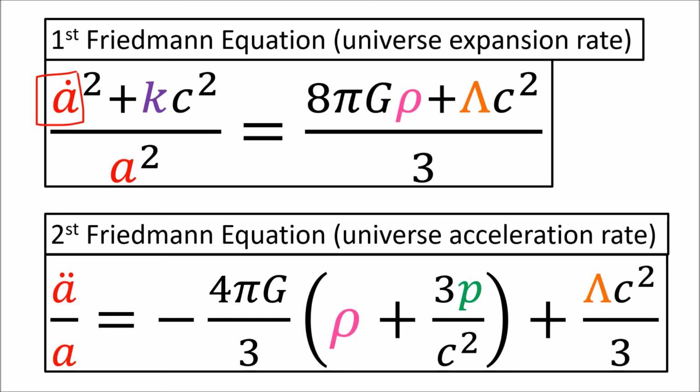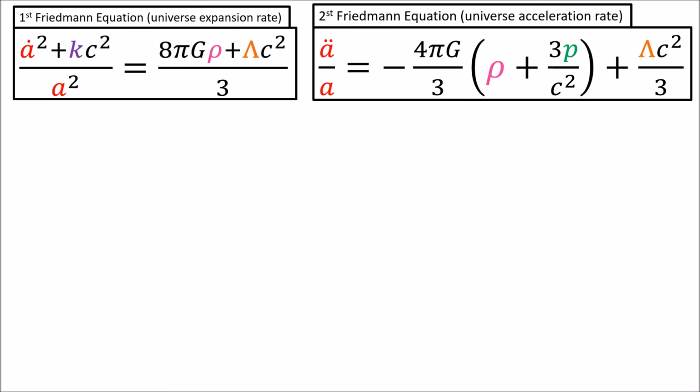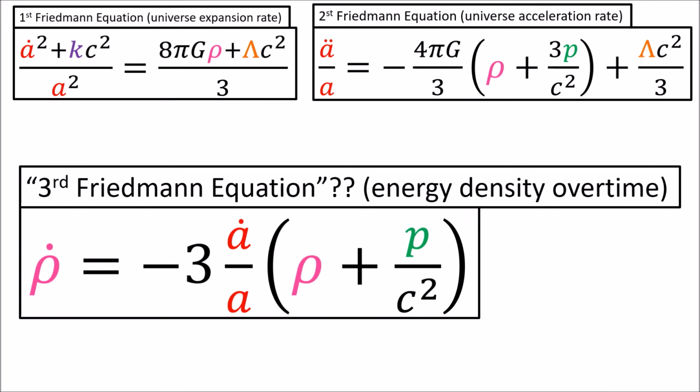The first tells us about the universe expansion rate, a dot, and the second tells us about the universe expansion acceleration, a double dot. As an aside, there is another equation related to the expansion of the universe, which is sort of like the third Friedmann equation, but it doesn't have an official name as far as I know.